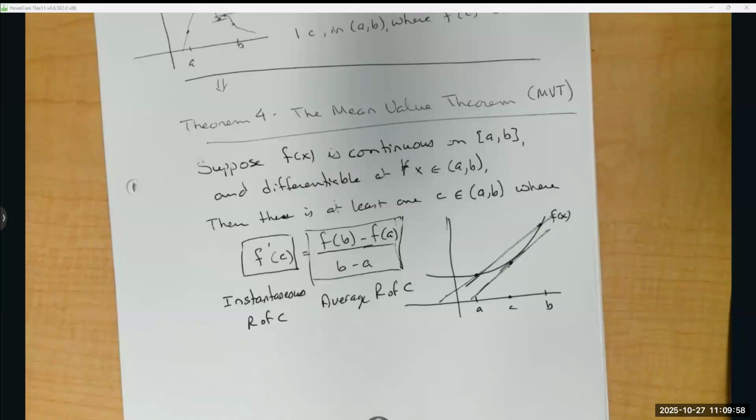So this is what we're going to look at now. We're going to try to find the point on that curve where the average rate of change is equal to the instantaneous rate of change. And according to the mean value theorem, there has to be at least one value inside there where that's true.